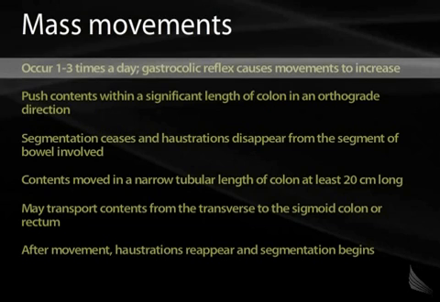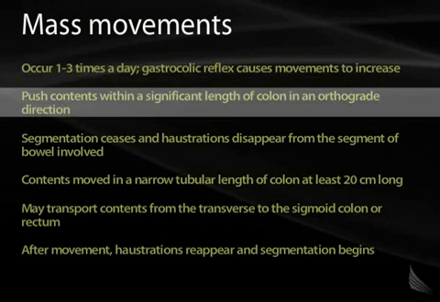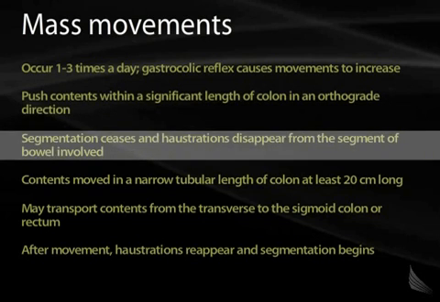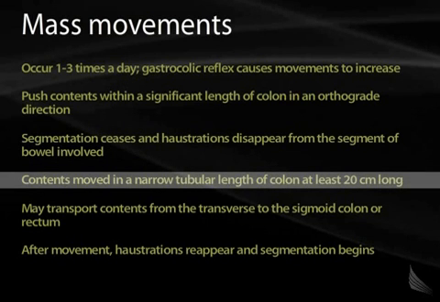Mass movements are movements that occur 1 to 3 times a day, and the gastrocolic reflex causes these movements to increase. So essentially this is a push of contents within a significant length of the colon in an orthograde direction. The segmental contraction, which would prevent these mass movements from occurring, sees the haustra disappear from the segment of the bowel involved, and the contents move along in one fell swoop along a narrow tubular length of colon.